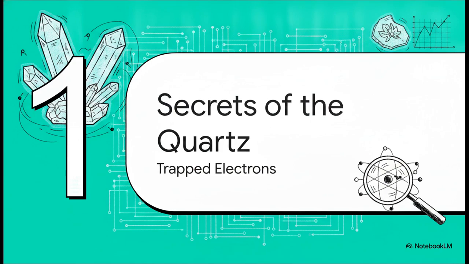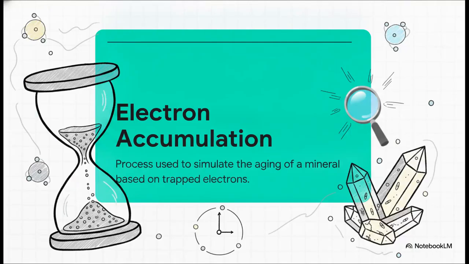Section 1. Secrets of the Quartz. Now, to write the code, we first need to understand the physical mystery hidden inside this rock. And to solve it, we look at a process called trapped electron accumulation. Basically, you can think of this like a microscopic, totally invisible hourglass.